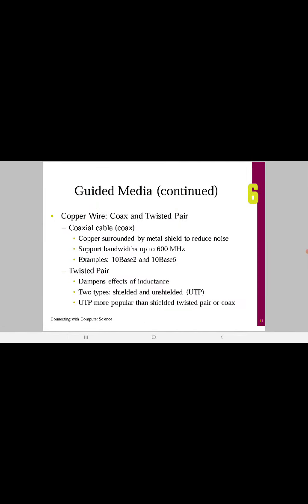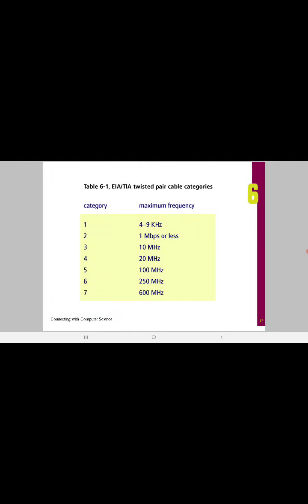So the guided media have different types: copper wires, coaxial, and twisted pair. Coaxial cable means copper surrounded by a metal shield to reduce noise, supporting bandwidths up to 600 MHz. Examples are 10Base2 and 10Base5 cables. Twisted pair cables dampen the effects of induction. There are two types of twisted pairs, UTP and FTP.